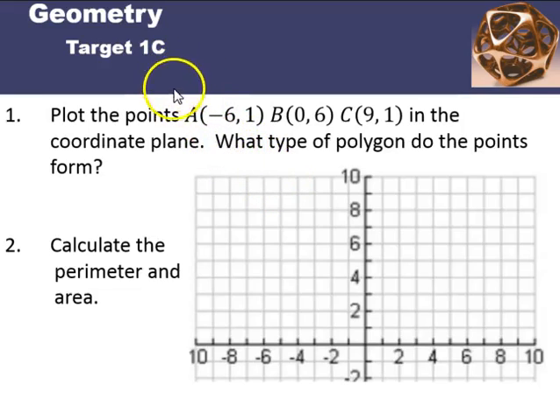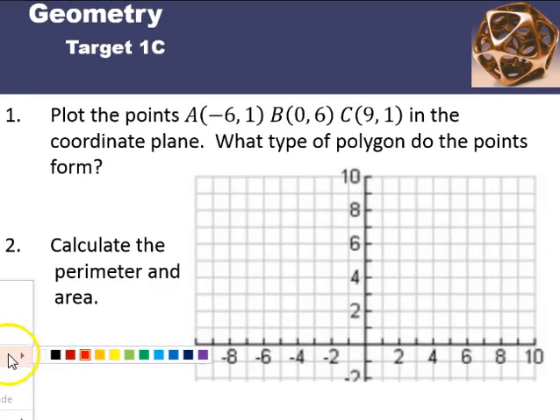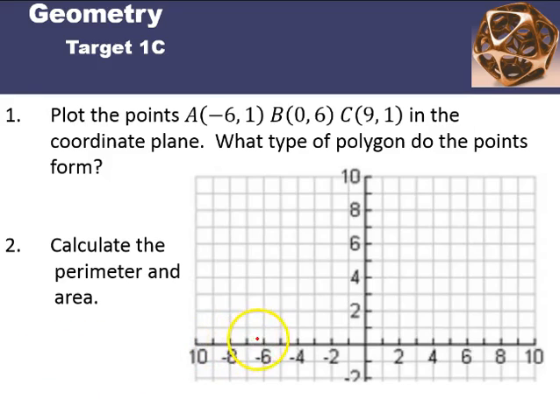Alright, so target 1C, this is a retake review, so we have to plot these points, negative 6, 1. Let me get a pen. So negative 6, 1 is this point right here, and 0, 6 is this point here. Should label this. This is B, and here's A.